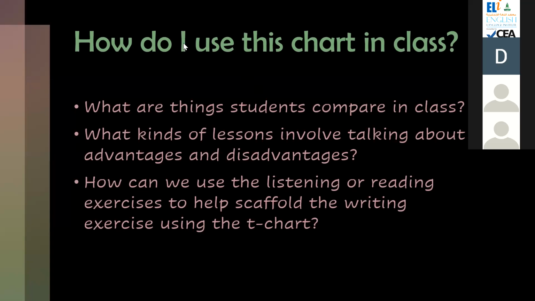Once they've done that, taken from a listening or a reading, you do another one where they choose an animal in small groups and they create the T-chart together. You're letting them work together to create a T-chart. It probably would take, depending on the level of the class, anywhere from 10 to 20 minutes, because you're preparing them for a writing exercise.